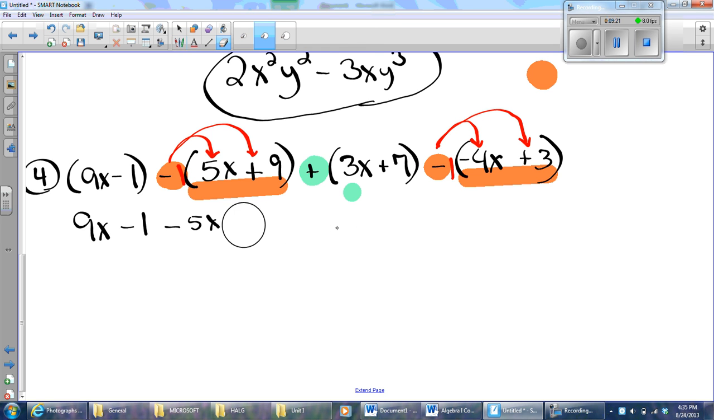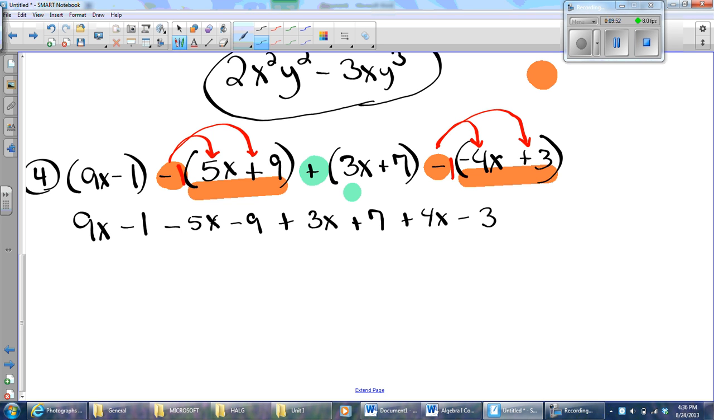Yep, I forgot to distribute. I'm going to multiply 5x times -1, get negative 5x. But then I have to multiply 9 times -1. There we go, -9. Yeah, good thing I caught that. Then I've got a 3x plus a 7. And then a negative of a negative is a positive, right? Okay, -1 times -4 is positive 4x. And then a -1 times a positive 3 is -3.